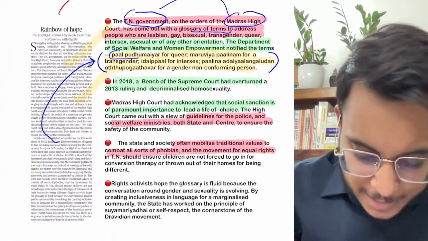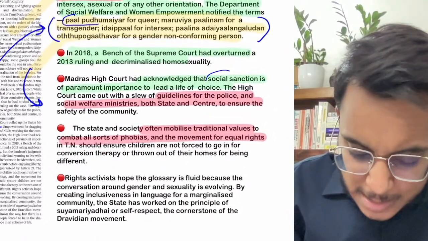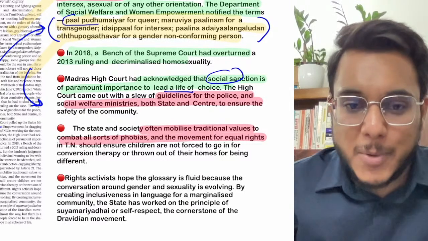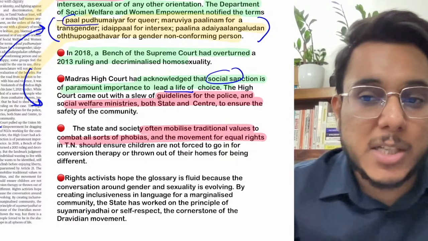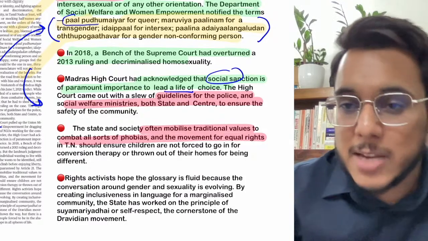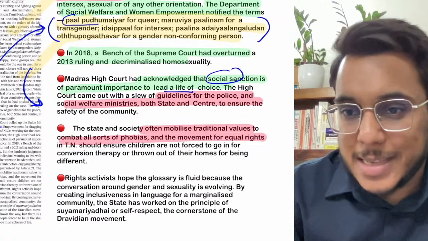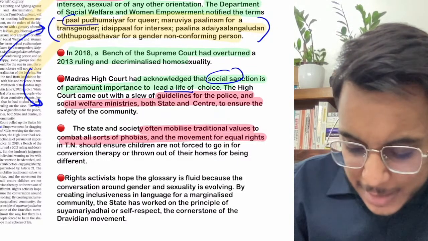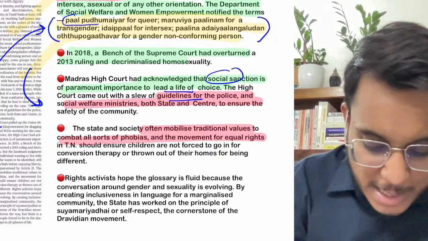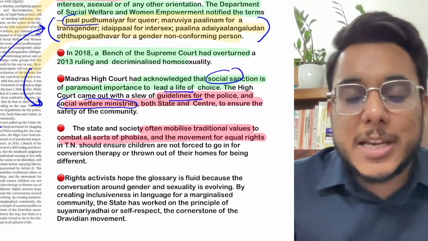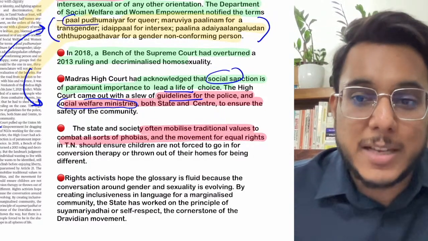Now understand this: the Madras High Court has acknowledged that social sanction is of paramount importance to lead a life of choice. Giving social approval is very important. Restoring the dignity of a person is very important to live a meaningful life, a life of meaningful choices. The Madras High Court has also announced some guidelines for the police. For example, the police need to be sensitive while dealing with LGBT people. Social welfare ministries need to come out with specific programs, and specific funding is to be given for the welfare programs of LGBT people.